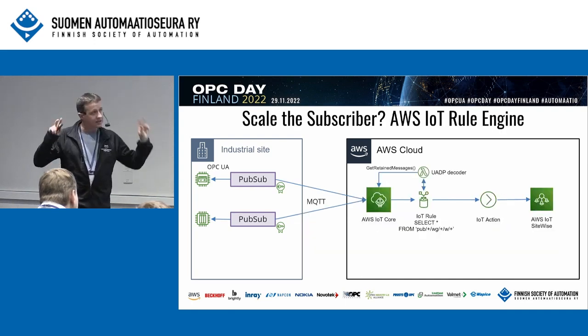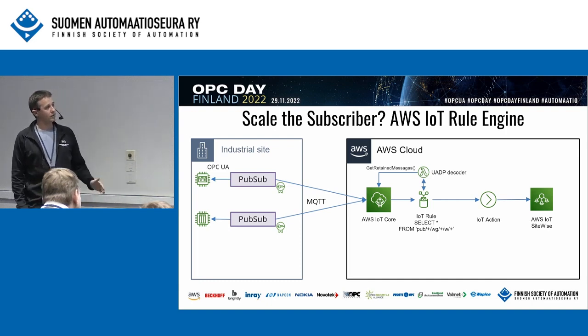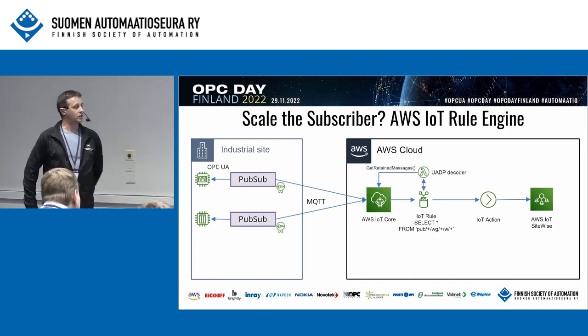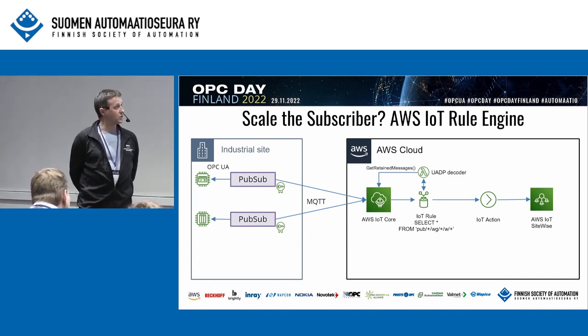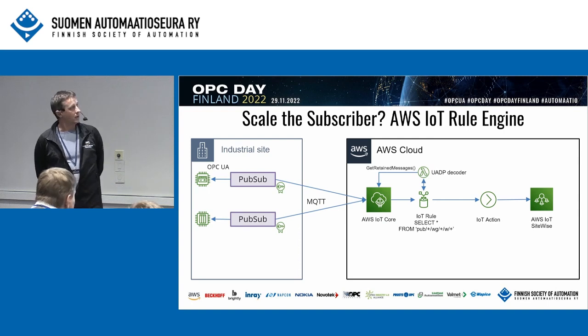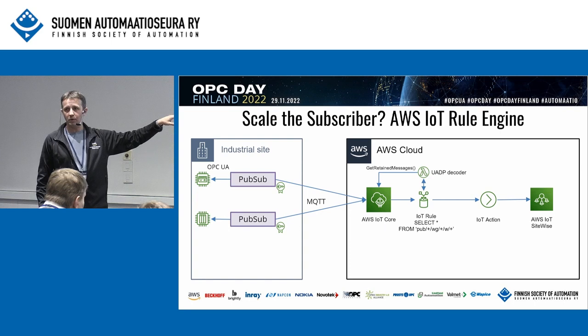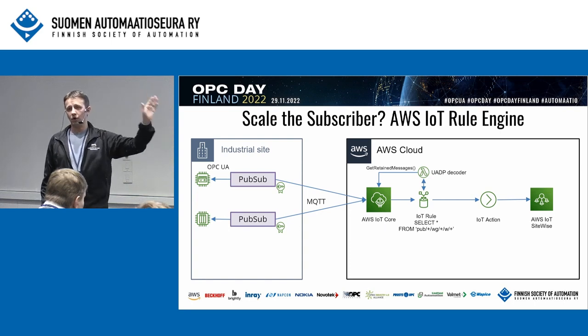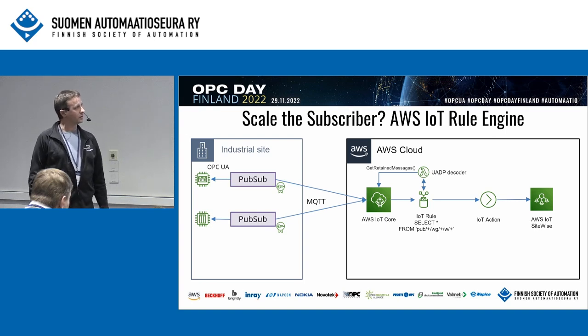Then the other, more native way: let's say we have PubSub on one side, and the metadata is published to IoT Core as retained messages. We can use one feature of AWS IoT, which is called the rule engine. In the rule engine, I would just say, give me all my messages across all publishers, across all writer groups, and across all writers, and publish them down to what we call an action framework.